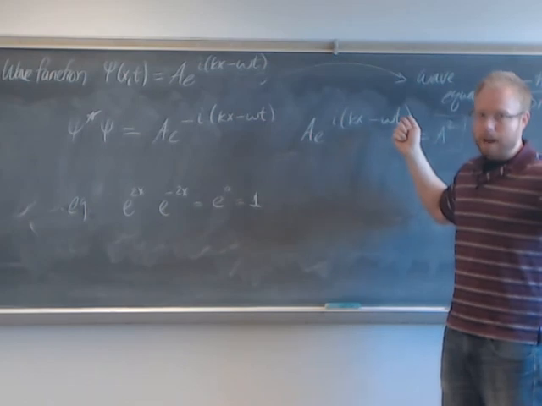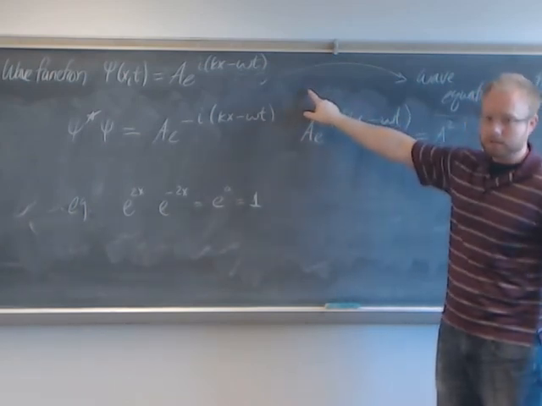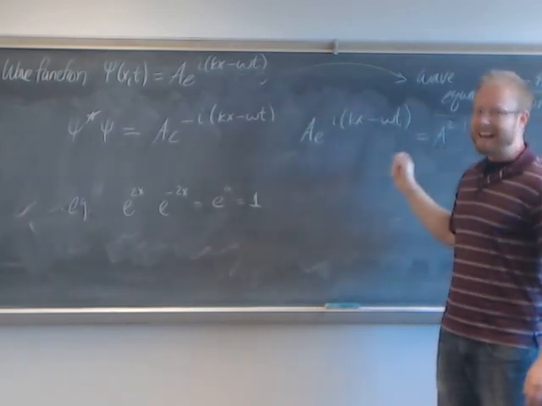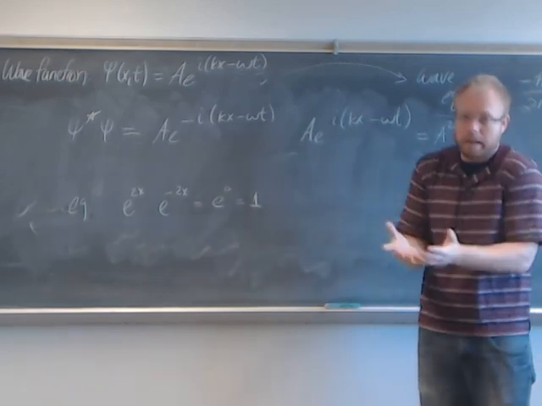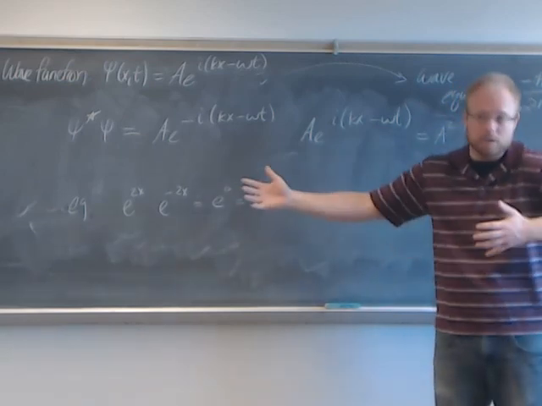Now, when we start to deal with more complex functions for our wave function, then we're not going to get A squared. We're going to get something back that's a function that says it's actually more likely to be in this chunk of the wave than the other chunk of the wave.